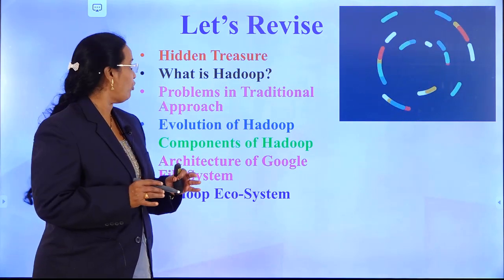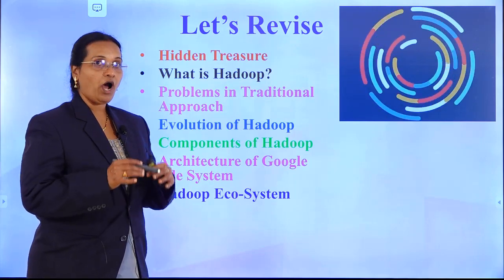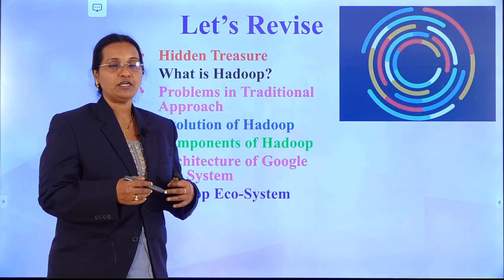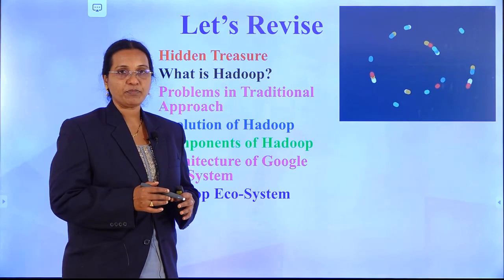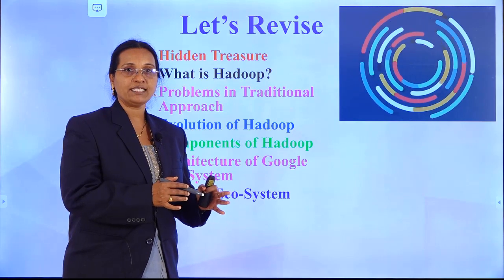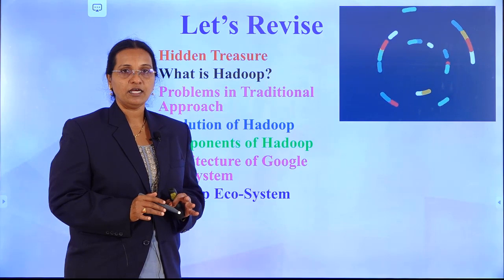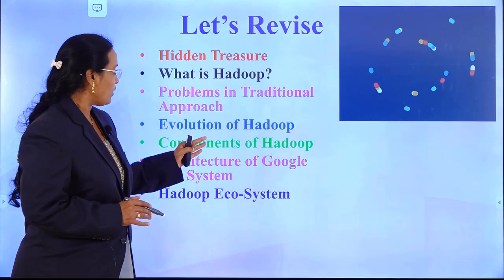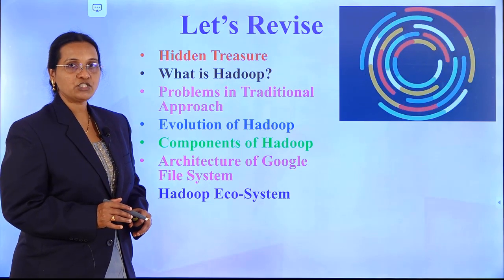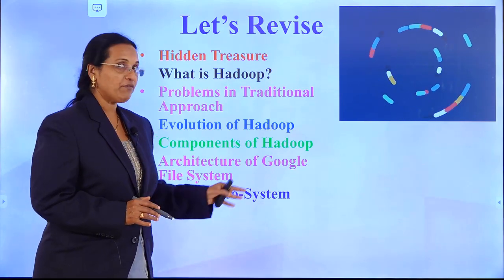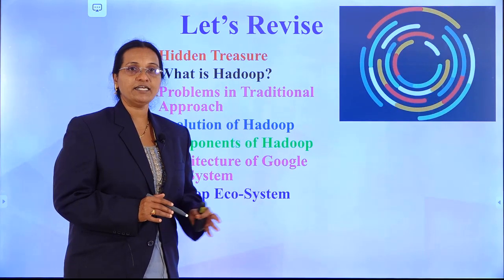We have also seen the problems present in the traditional approach and in which fashion Hadoop evolved, what work was done by Doug Cutting and how Doug Cutting switched from Yahoo to Cloudera. Likewise, we have seen the evolution of Hadoop. We have seen the components of Hadoop also, GFS, the Google File System, and the Hadoop ecosystem. So in the previous class these are the contents we discussed.